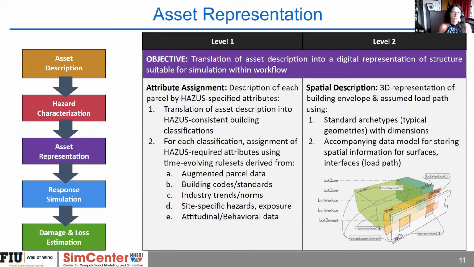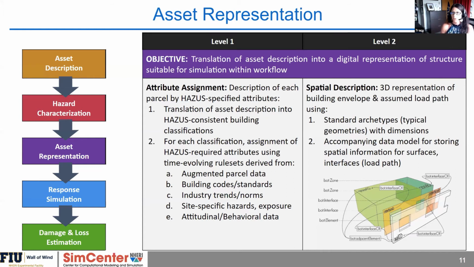Now, when we get into the asset representation, our goal here is then to describe the building in a way that the damage and loss models can understand what the building is made of and therefore predict accurately the level of damage and loss to expect. At level 1, this is done through a simplified approach using the way HAZUS describes damage and loss in its current existing formulation. What this means is that every building that we now have in this giant inventory has to be assigned some attributes so they match the way HAZUS describes the building.